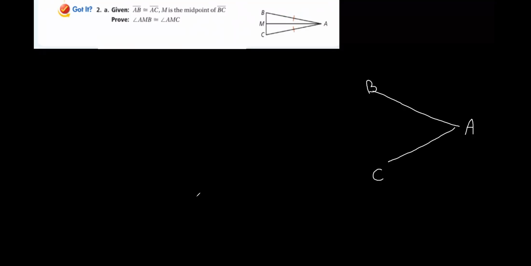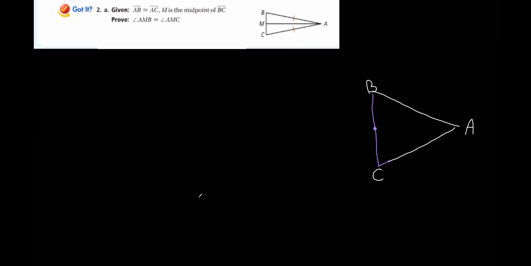So here now, look at these triangles. AB is congruent with AC. Here you have AB congruent with AC. M is the midpoint of BC. Okay?